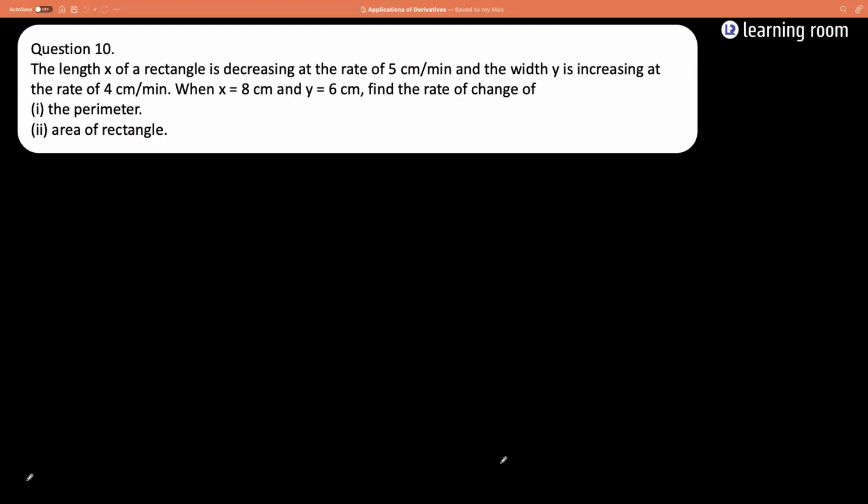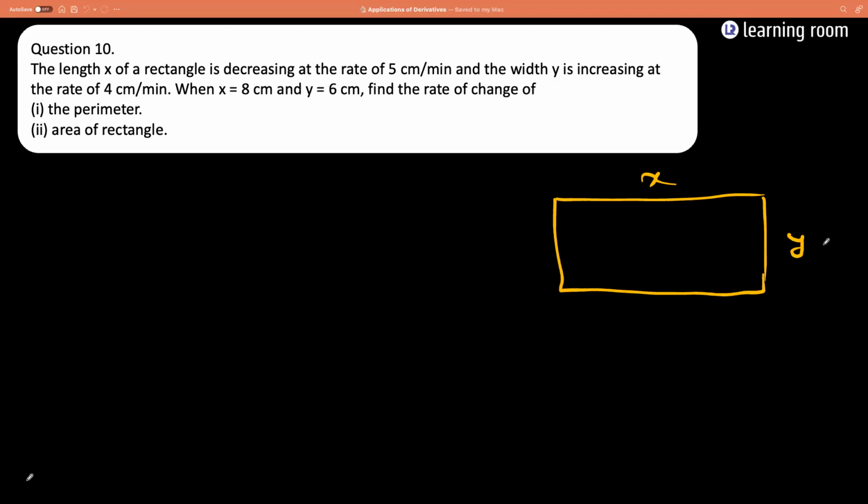Do this one. This is a problem based on rate of change of values. So the length x of a rectangle is decreasing at the rate of 5 centimeter per minute, and the width is increasing at a rate of 4 centimeter per minute. When x is equal to 8 centimeter and y is equal to 6 centimeter, find the rate of change of the perimeter. And the second is find the rate of change of the area of the rectangle. Which rectangle are they talking about? Oh, area of a rectangle. Okay. So length x of a rectangle, and this is x, this is y.